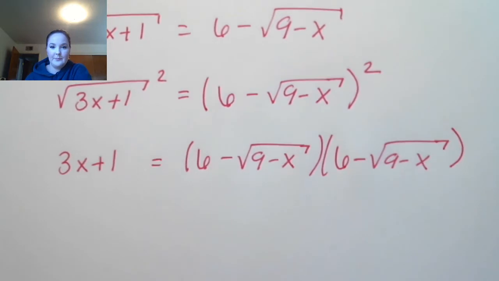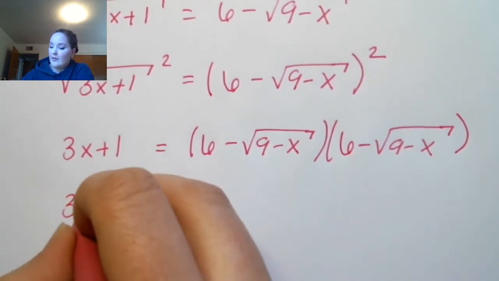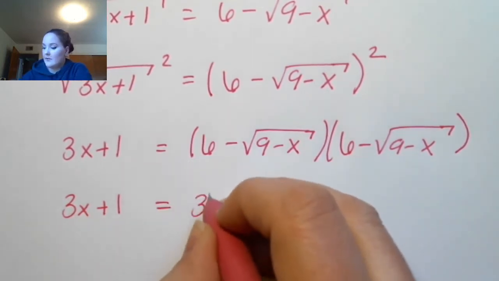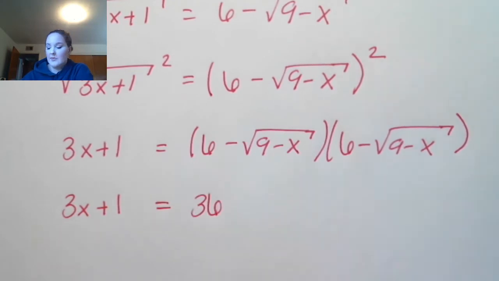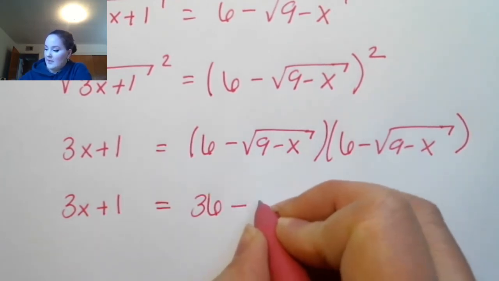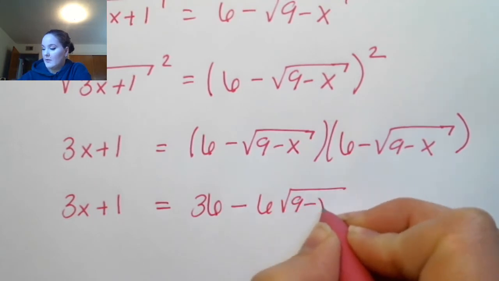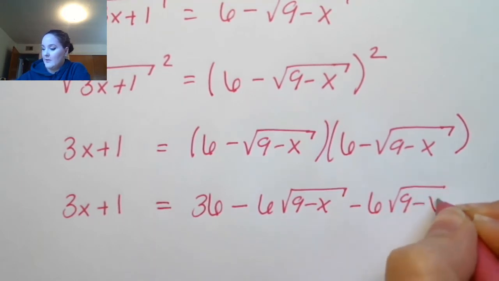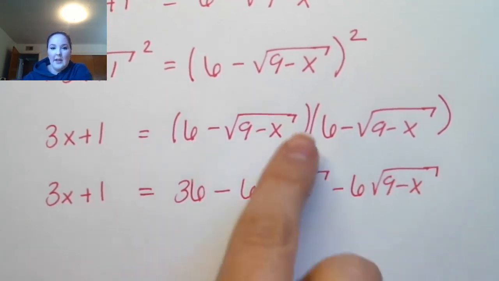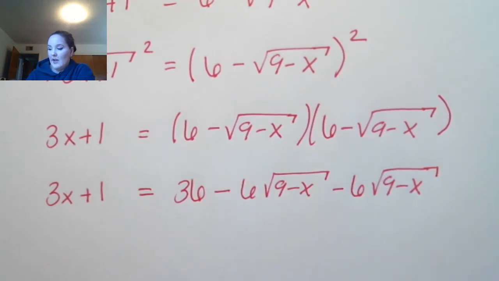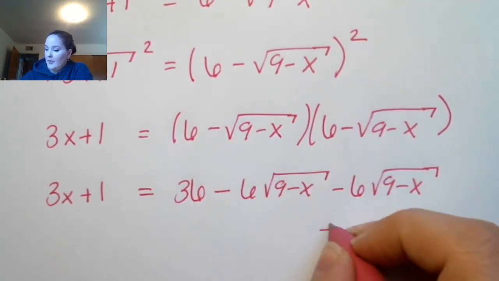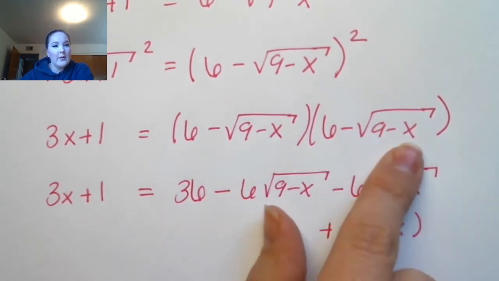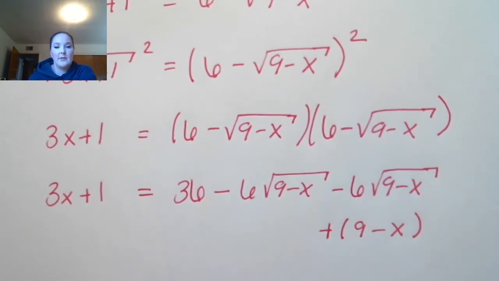So over here I still have 3x plus 1. And over here I'm going to multiply. 6 times 6 is 36. 6 times negative square root of 9 minus x is negative 6 square root of 9 minus x. Here I will also get negative 6 square root of 9 minus x. And my last term, from multiplying these two together, is going to be plus 9 minus x. You know that when you square a square root, you get the radicand, and that's exactly what's happening here.